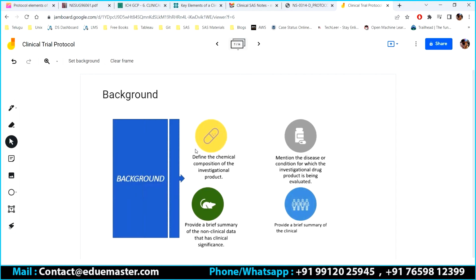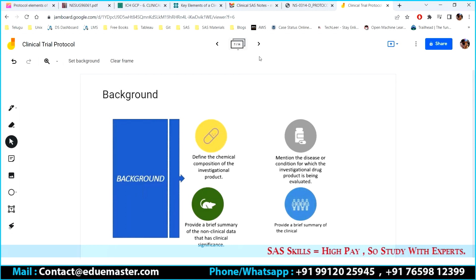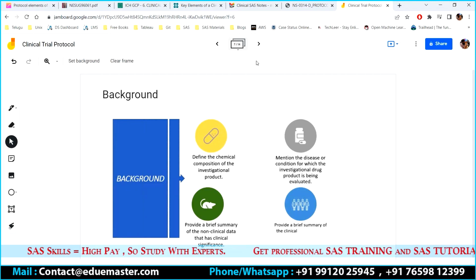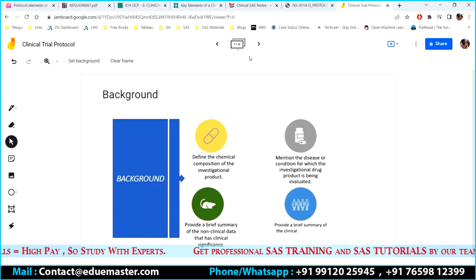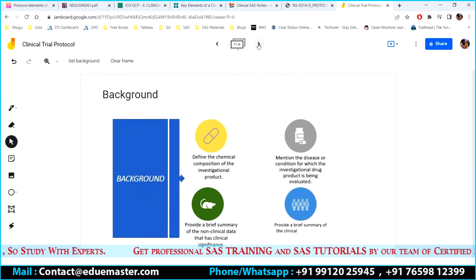And finally, what is the conclusion? This is the basic background of your clinical trial. Am I correct or not? This is the basic thing. What is the medicine? What is the composition? To treat what disease we are doing this? What was the non-clinical data that you need to consider? What is going to be the clinical summary?